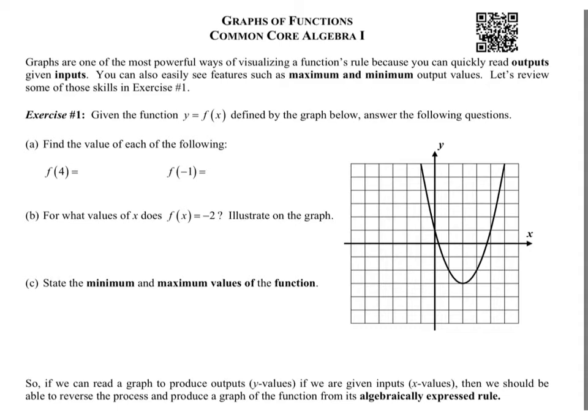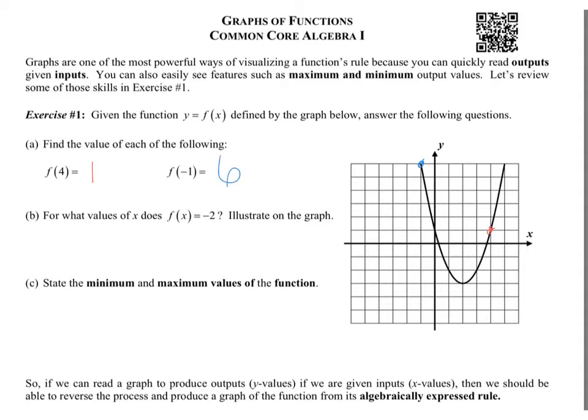So, f of 4. We need to find where x is 4. Well, where x is 4, y is 1. And where x is negative 1, y is 1, 2, 3, 4, 5, positive 6.